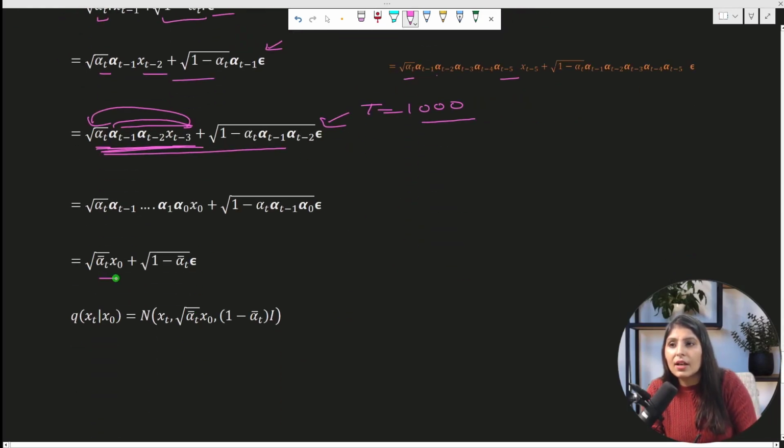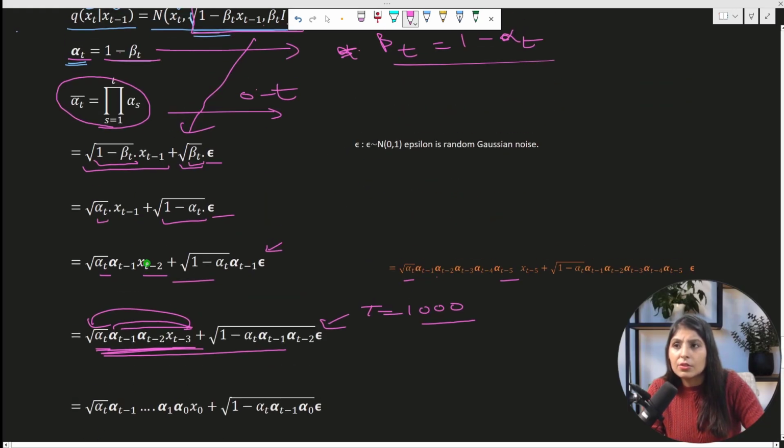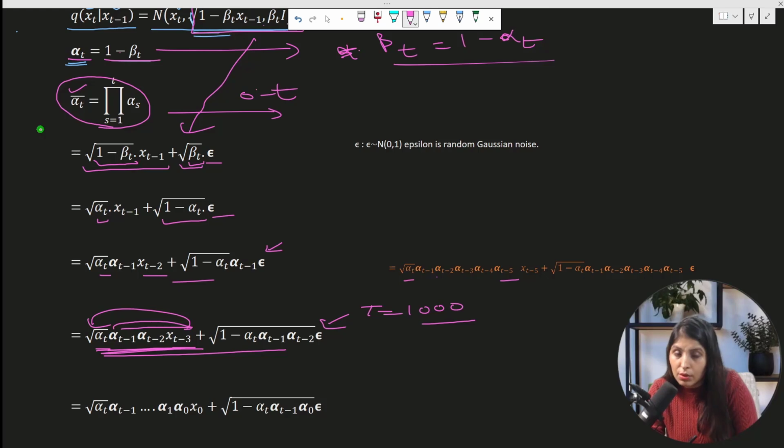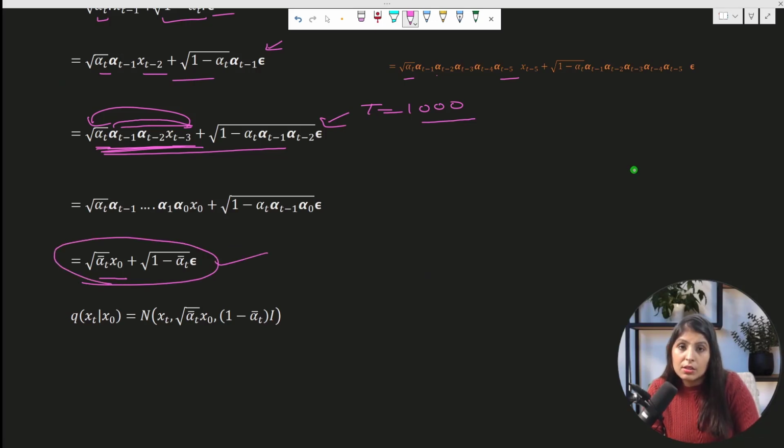See, we can write it like this, right? Alpha hat t. So that's what we have over here: alpha hat t, which is the cumulative product of all alphas from time step 0 to t. We are writing it like this. Now we have a simple formula. Using this formula you can get a noisy image, and you don't have to rerun this formula 1000 times. In one step only you can get this.